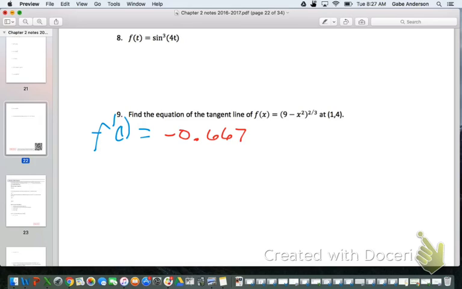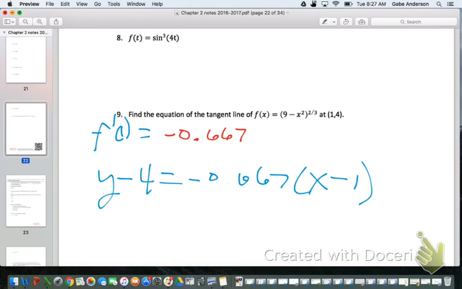So this problem right here, if the calculator were active, here's what you do. You write down f prime of 1 equals negative 0.667, and then you just write y minus 4 equals negative 0.667 times x minus 1, and you're done. So you see how the calculator is a pretty significant aid here, right? It's a big help, and it should make your life quite a bit easier when the calculator is active.